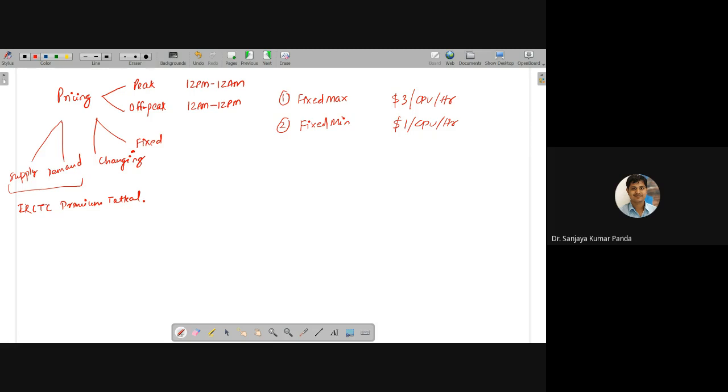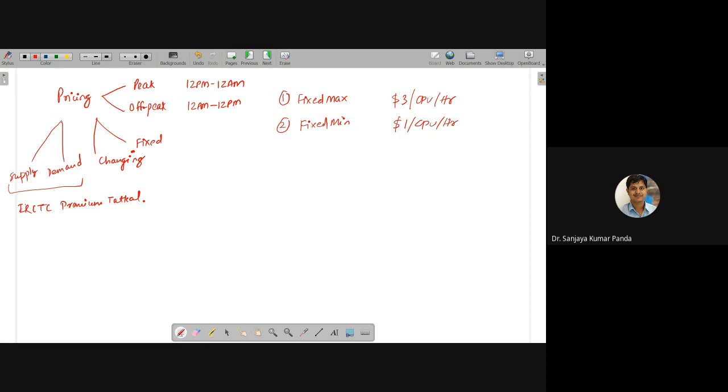Out of these 6 pricing schemes, fixed max and fixed min belong to which pricing scheme? Fixed max will be for peak hours and fixed min for off peak hours. No, that is okay, that you are defining. But these are well-defined pricing mechanisms, right? Yes, if you map them to peak and off peak price, you can define it like that.